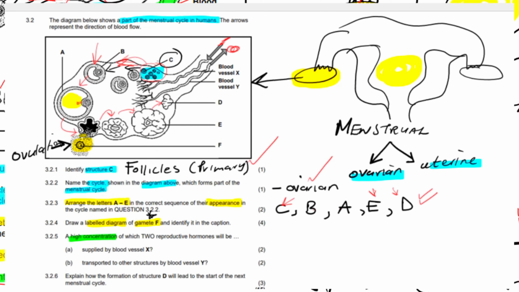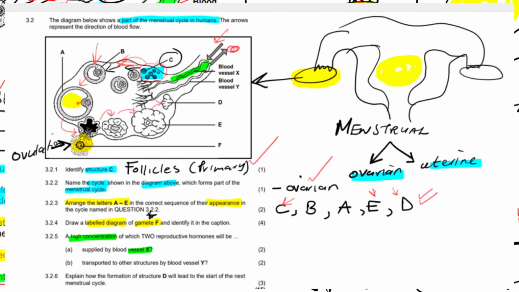It says a high concentration of which 2 reproductive hormones will be supplied by blood vessel X. So this question is somewhat not structured well, but let me try to break it down. So now they are saying that blood vessel X, this blood vessel here, this one which I'm painting with green, yes, this blood vessel, can you see that it is bringing something in? We can see by this arrow here. This arrow shows that the blood vessel is bringing something into the ovaries.